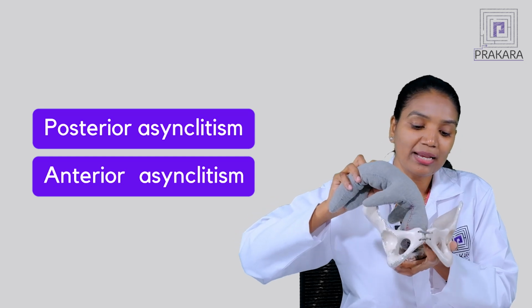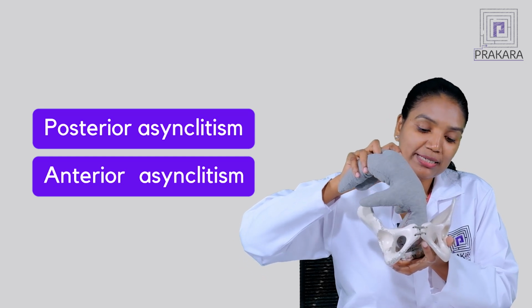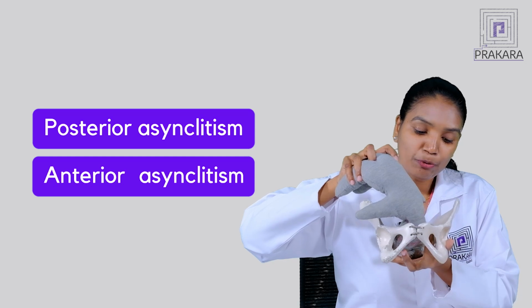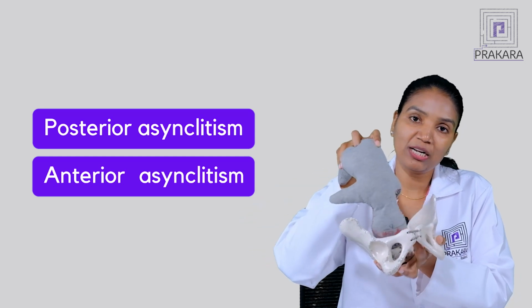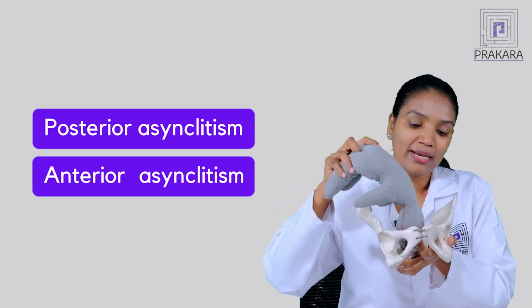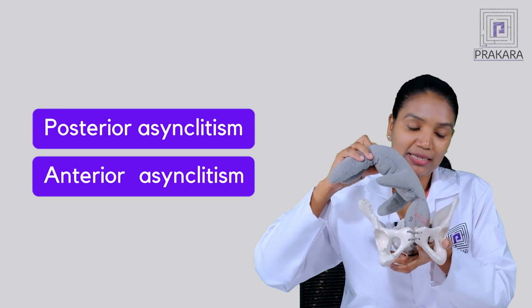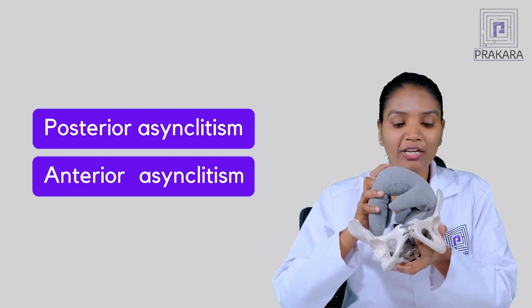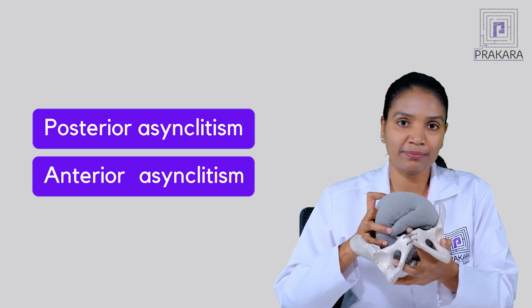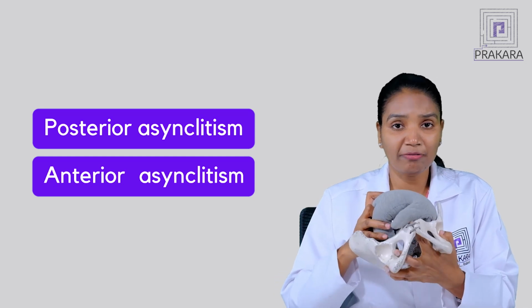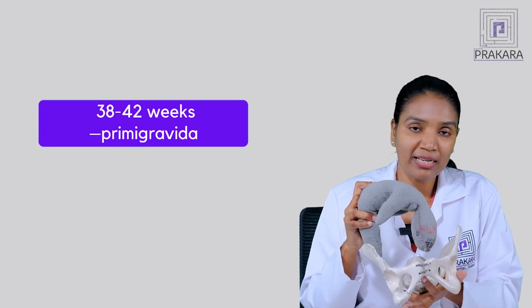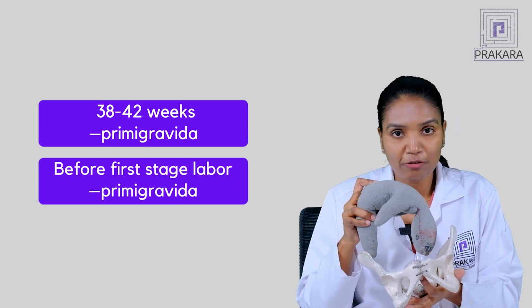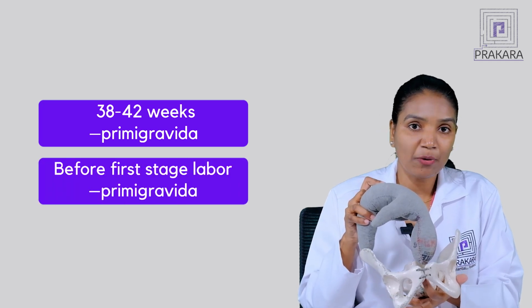It is a simple way. If the sagittal suture is leaning forward anteriorly, the posterior bone becomes the leading part in moving the head. If the sagittal suture is leaning posteriorly, the anterior parietal bone becomes the leading part, and we call it anterior asynclitism. That is a simple thing to remember about engagement. As we discussed, engagement happens between 38 and 42 weeks in primigravidae, and just before the first stage of labor in multigravidae. So that is about engagement.